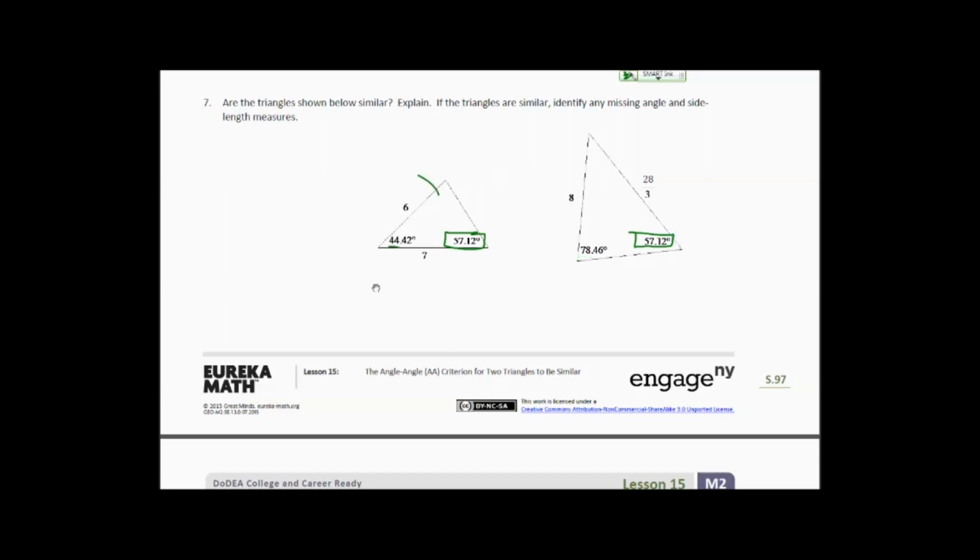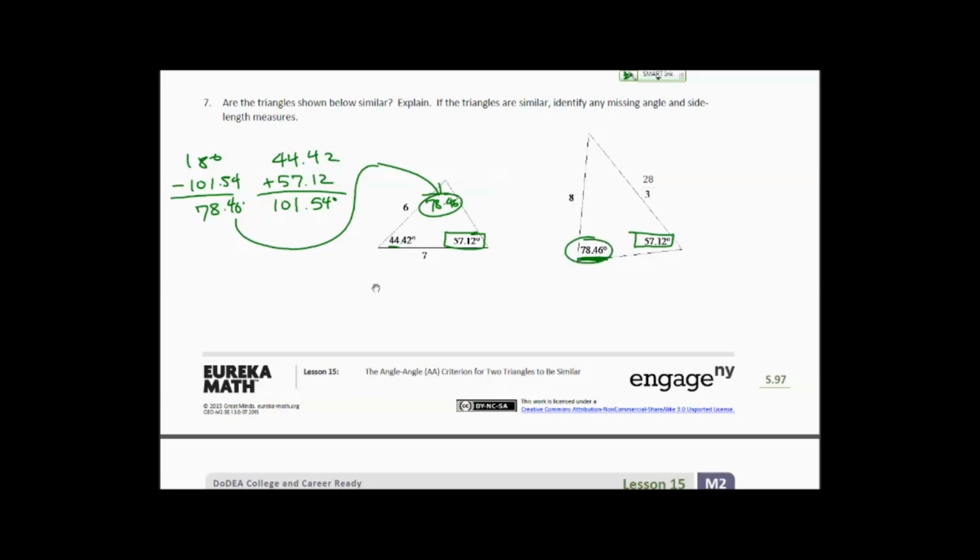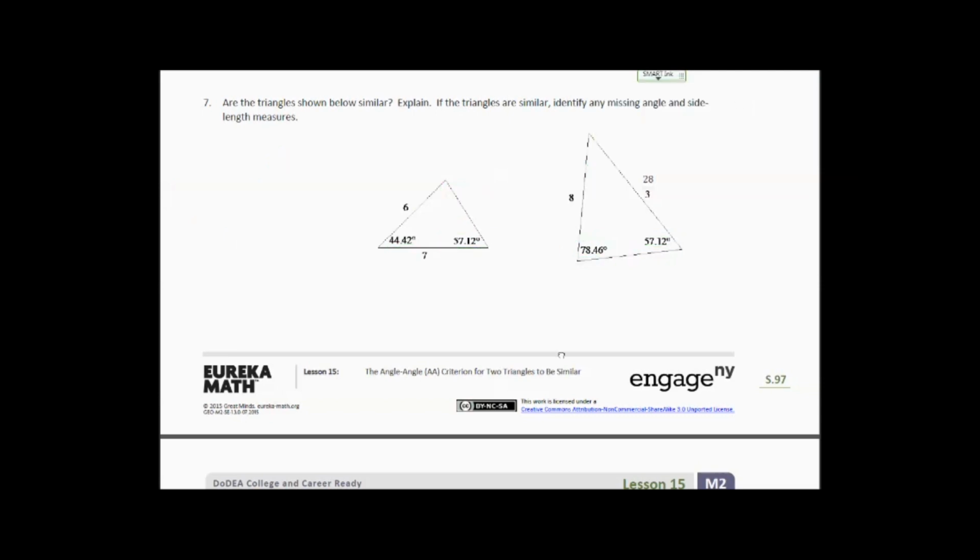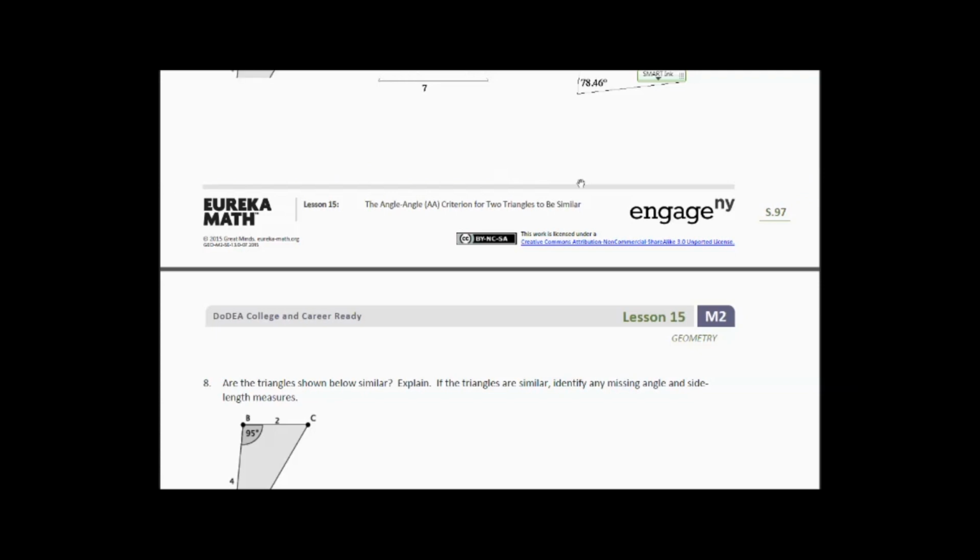So I can find this angle by adding 44.24 and 57.12. And that third angle is 78.46 degrees, which sounds really familiar. That's what it is over here, which means that by the angle criteria, these two triangles must be similar. And for the sake of time, I'm going to move on and not worry about finding the missing side lengths. Let's go now to lesson 17.